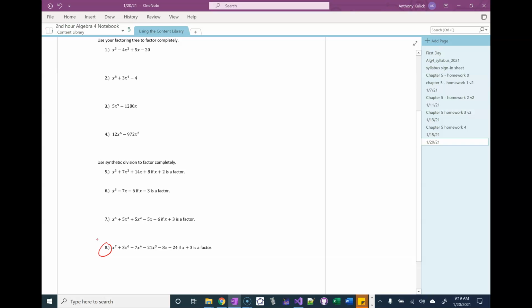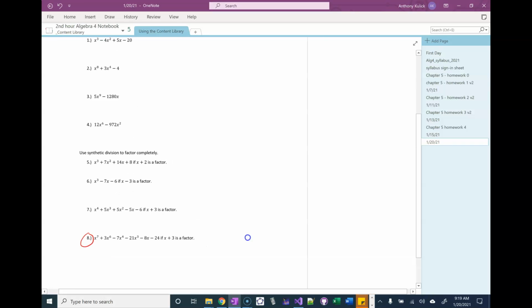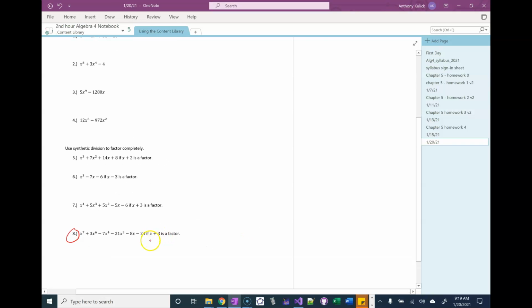All right. So the idea here, the first thing I'm going to do is take my factor that I'm given, set it equal to 0, and solve, because that's the number that's going to go on the outside of my synthetic division. The inside numbers in my synthetic division are going to come from the polynomial I'm trying to factor. But before I start writing those numbers in, take a close look at that polynomial.